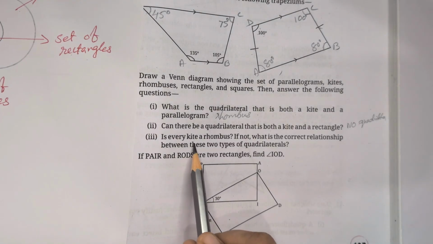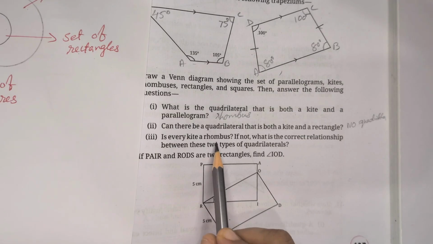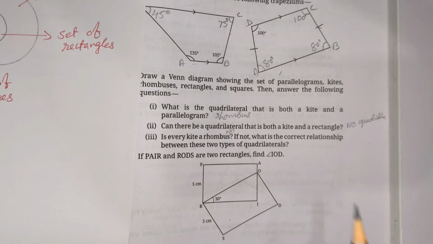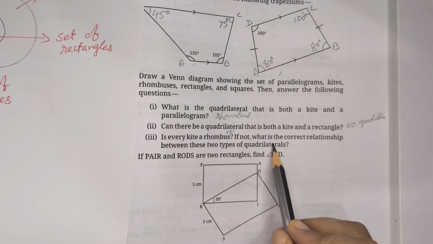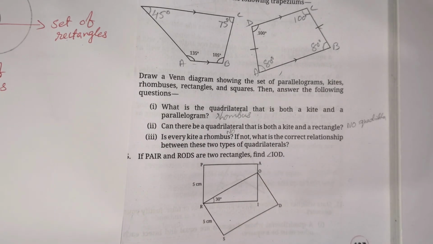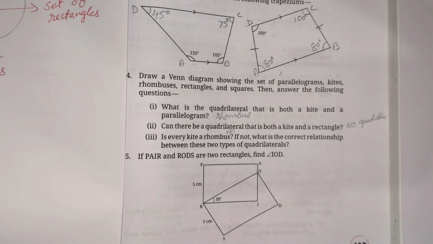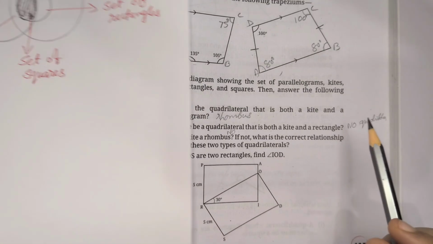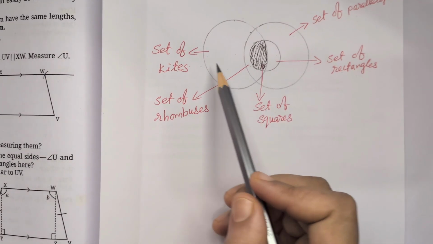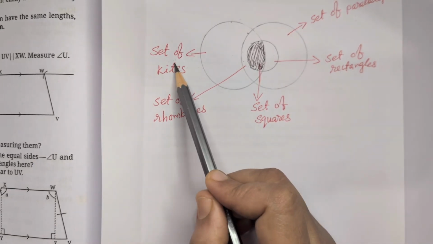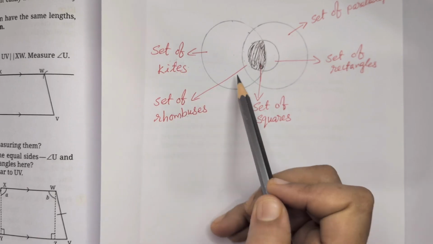Next, is every kite a rhombus? So every kite is not a rhombus. No. If not, what is the correct relationship between these two types of quadrilaterals? That means kite and rhombus. What is the relationship between the kite and rhombus? So the relationship is that every rhombus is a kite. We can look at here. Kite and rhombus. Every rhombus is a kite. Every kite is not a rhombus.